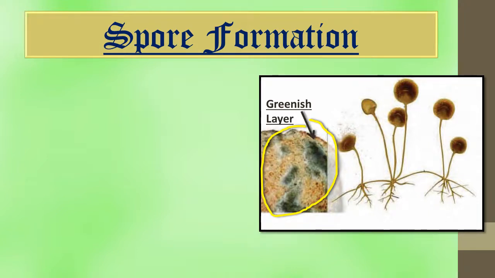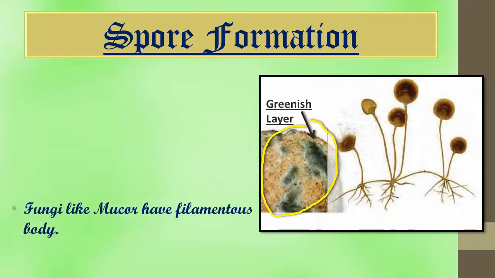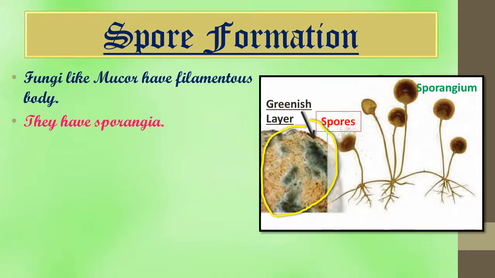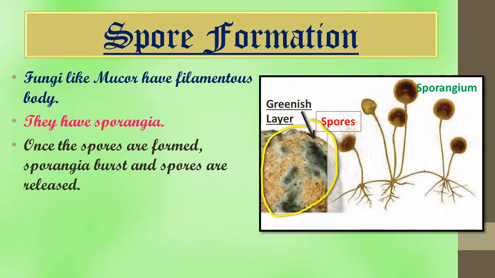Students, fungi like mucor have a filamentous body and they have sporangia. A sporangium is a part in which the spores are produced, and spores take part in asexual reproduction. Once the spores are formed inside the sporangia, the sporangia burst and the spores are released.